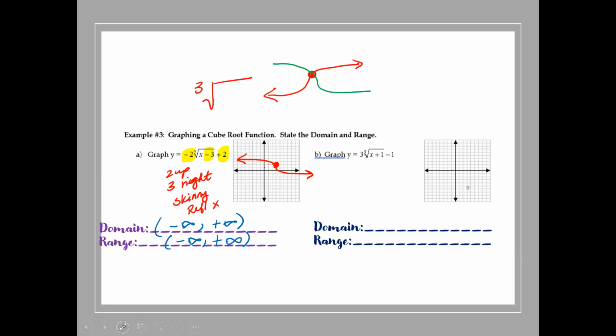Let's take a look at B. B is the last example we're going to go over today. So I have a -1, +1, and then a +3. So what does that mean? -1 means you're going to go down 1. +1 means you're going to go over to the left 1. That 3 means it's just going to be skinny. So I'm going to go down 1, left 1, and it is going to go down first and then up like that. Because it's not a negative, you're not reflecting it. So you don't flip it.